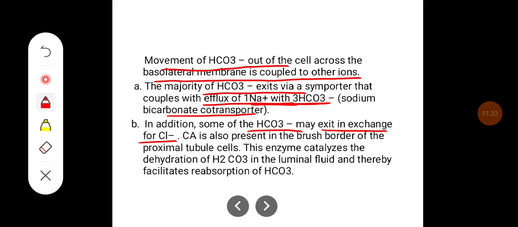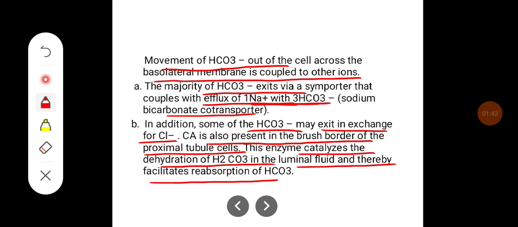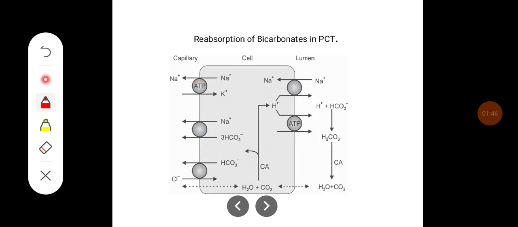Carbonic anhydrase is also present in the brush border of proximal tubule cells. This enzyme catalyzes the dehydration of carbonic acid in the luminal fluid and thereby facilitates reabsorption of bicarbonate ions. So this is how the reabsorption of bicarbonate happens.